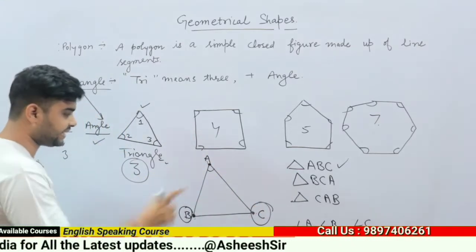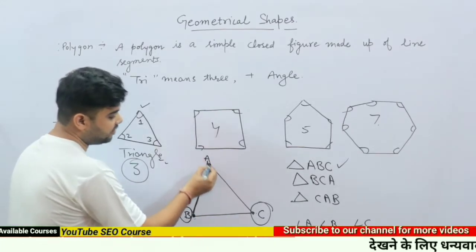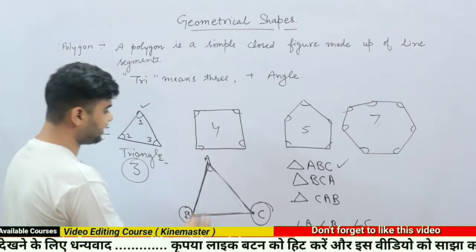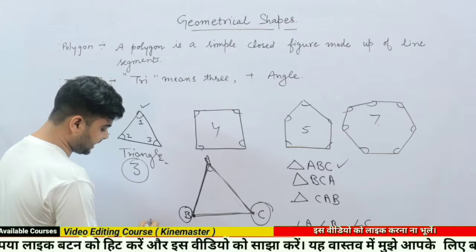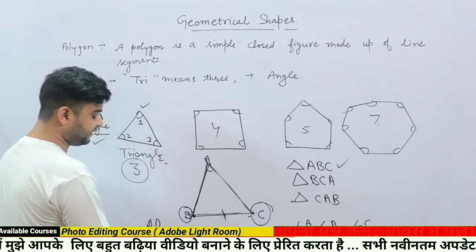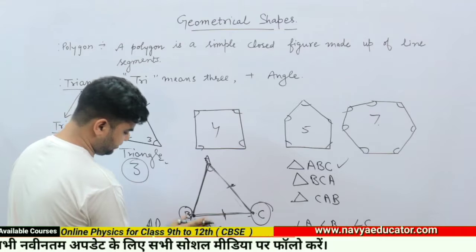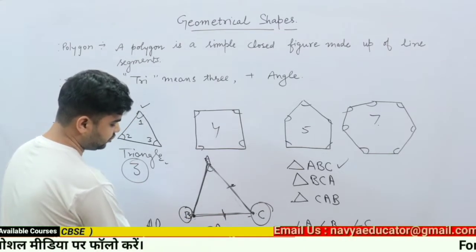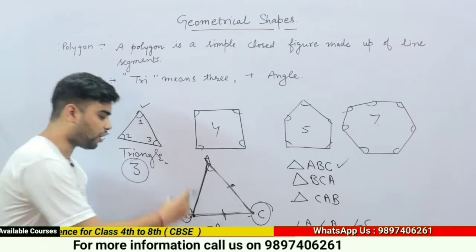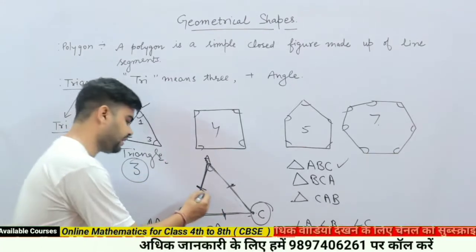Okay. Next thing is that there are some sides. The line segments are called the sides of a triangle. Now I am telling you the sides of the triangle. AB is the first side of the triangle. BC is the second side of the triangle, and this is the third side, which is AC. You can also say it CA. So there are 3 sides and 3 angles in a triangle.